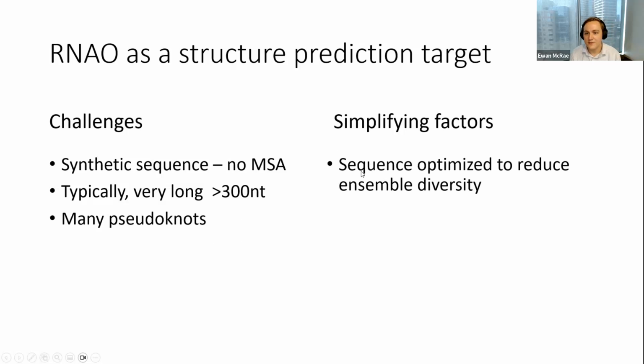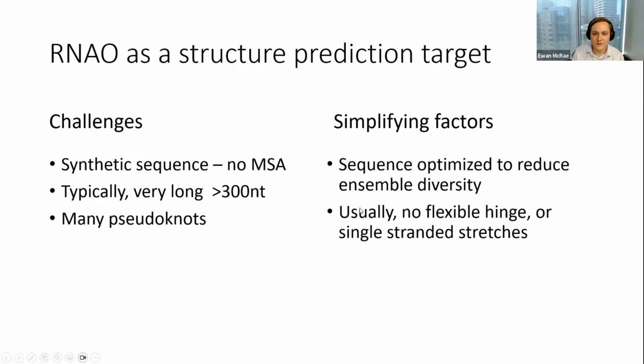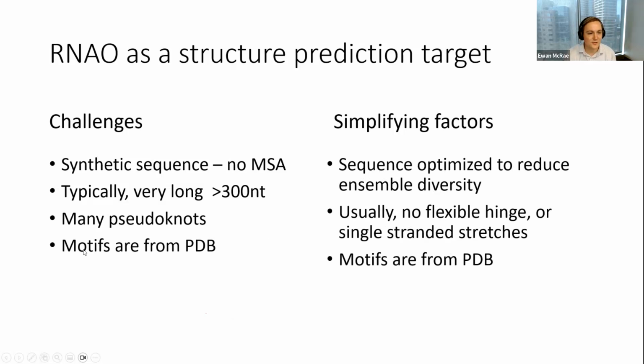But some of the simplifying factors, obviously the sequence has been optimized to reduce the ensemble diversity and to have a higher chance of having this one structure. There's usually no single-stranded or flexible stretches, so not a lot of large-scale dynamics are possible. And a lot of the motifs are from the PDB. So like the tetraloops and kissing loops you can pull from the PDB, but this is also a challenge. For example, the 6-helix bundle, as the kissing loops from the PDB are different than we observe with cryo-EM.